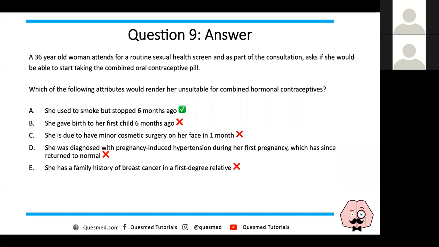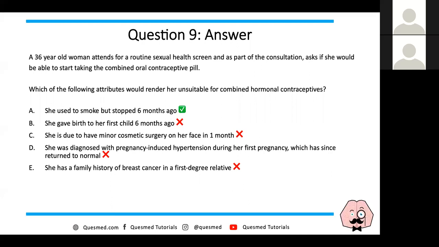Having minor cosmetic surgery. The surgery things we want to bear in mind is, if she's having major surgery, is she going to be immobilized? Is she going to be at risk of a DVT? Having minor cosmetic surgery on her face doesn't increase her risk of clots, so she would be fine to have the combined pill there. And if she's been diagnosed with pregnancy-induced hypertension and that has now returned to normal, so she now does not have hypertension, that would not preclude her from having the combined pill.